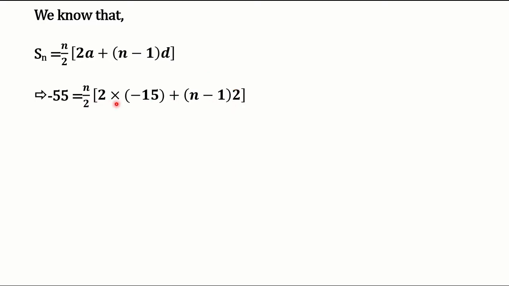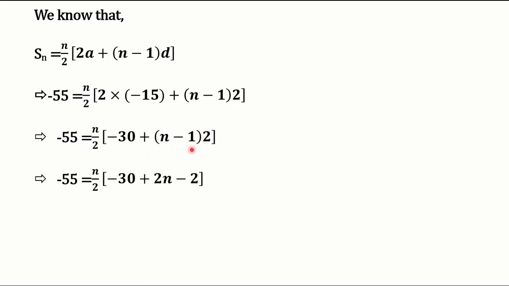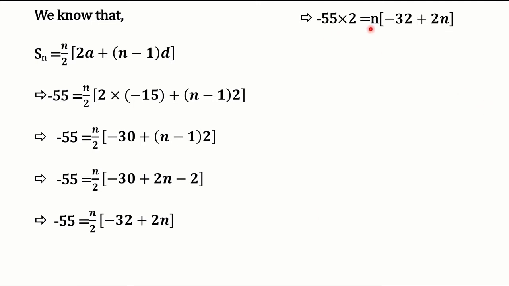Then we will simplify within the bracket. 2 into minus 15 is minus 30, and the remaining portion is copied. Thereafter this 2 will multiply n as well as 1 to get plus 2n and minus 2. This minus 2 and this minus 30 can be added to get minus 32. Remaining portions are copied. This 2 can be taken to the other side to multiply with minus 55 to get this line. Minus 55 into 2 is minus 110.